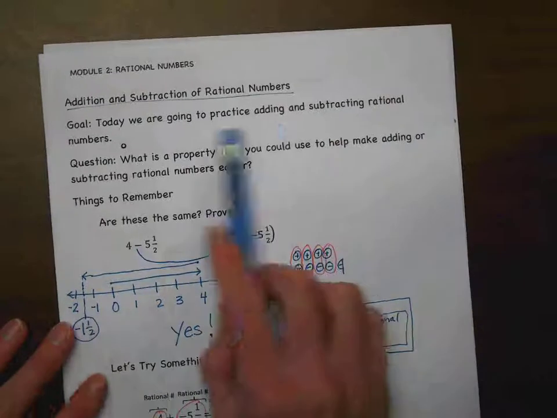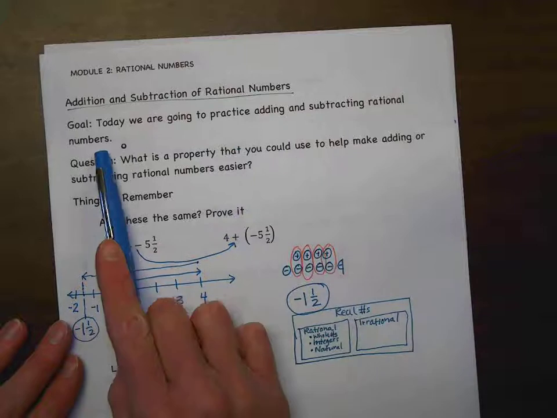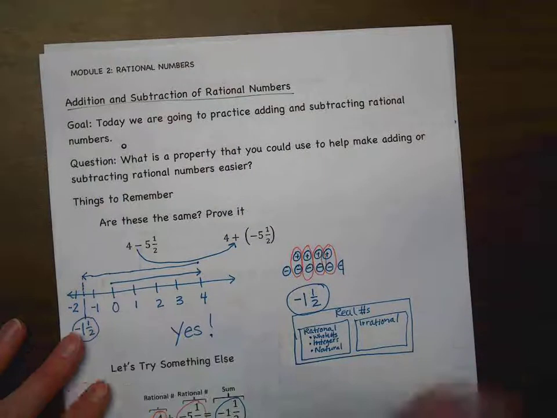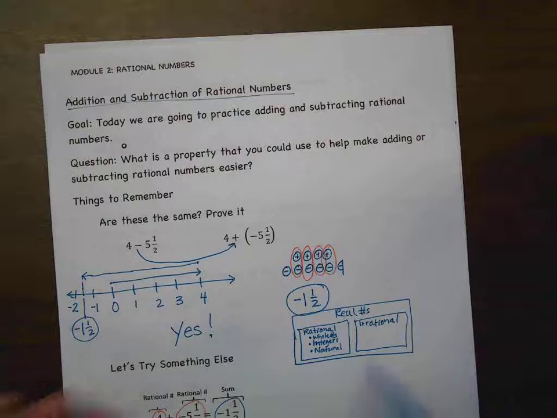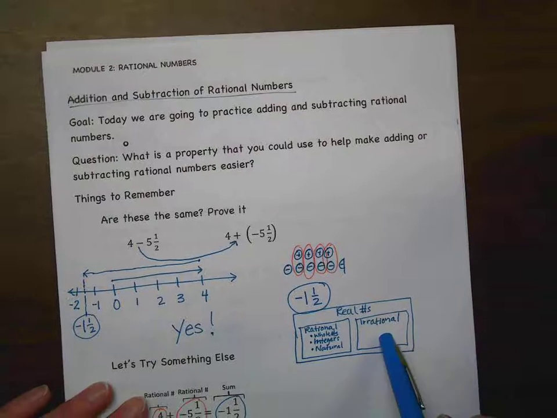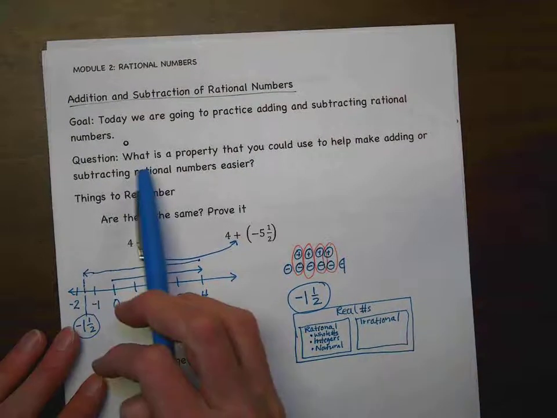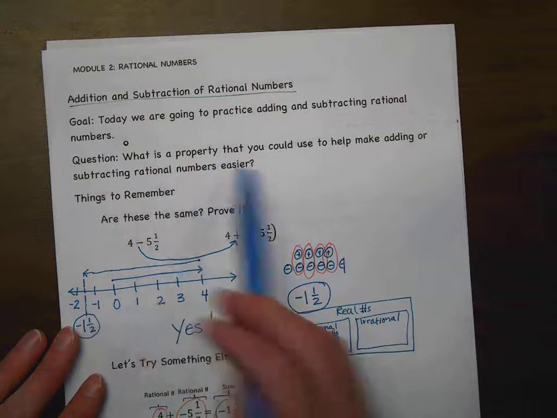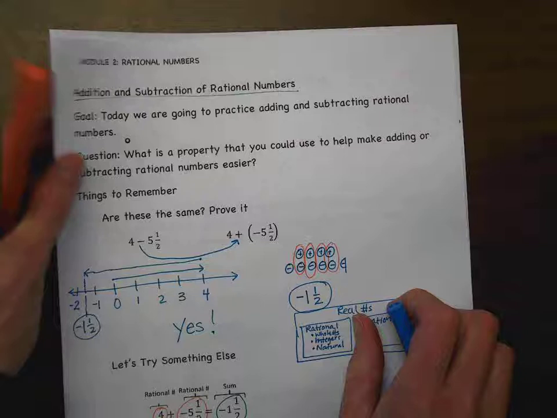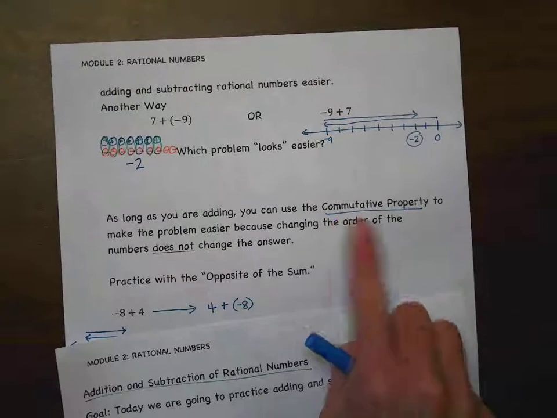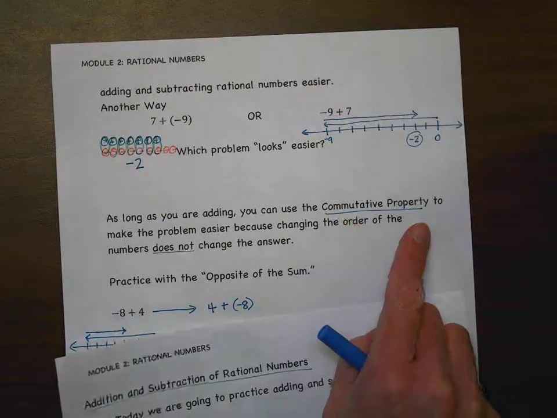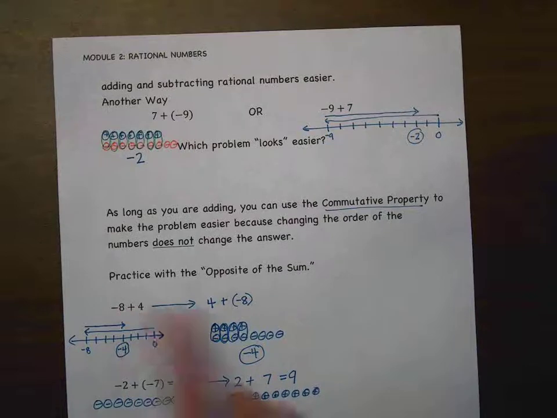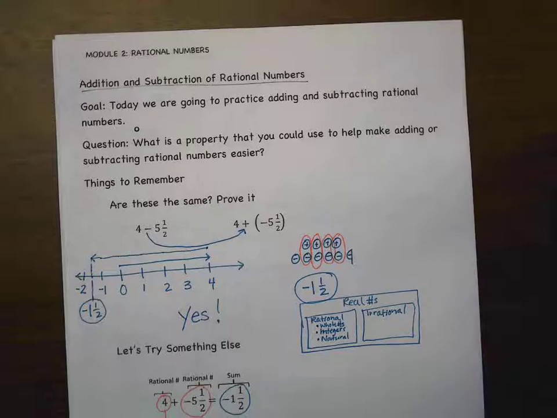Okay, let's go back to our goal. Our goal says today we are going to practice adding and subtracting rational numbers, which is what we did. All of these are rational numbers because of our little review of what rational numbers are. The question is, what is a property that you could use to help make adding or subtracting rational numbers easier? And we proved it by doing some. The property is the commutative property. Change the order, and you still come up with the exact same answer.